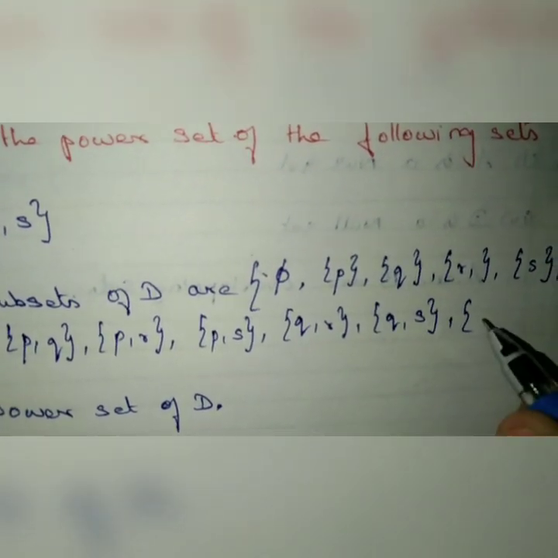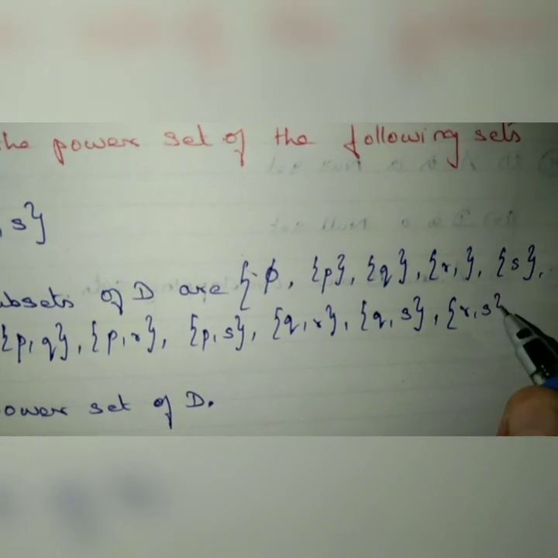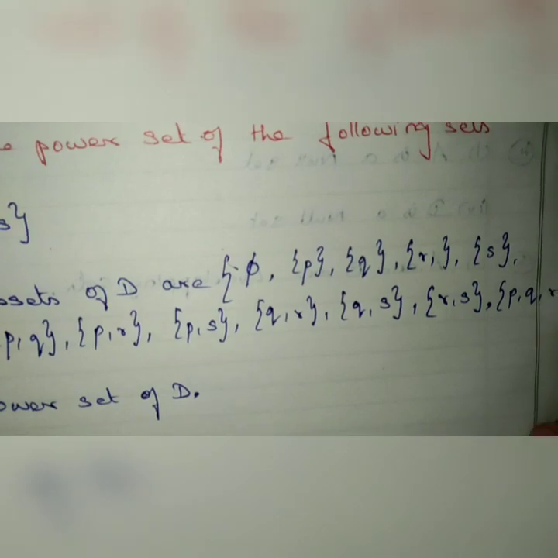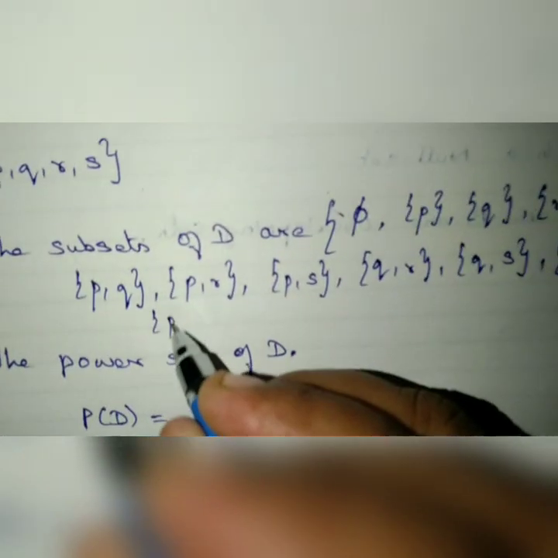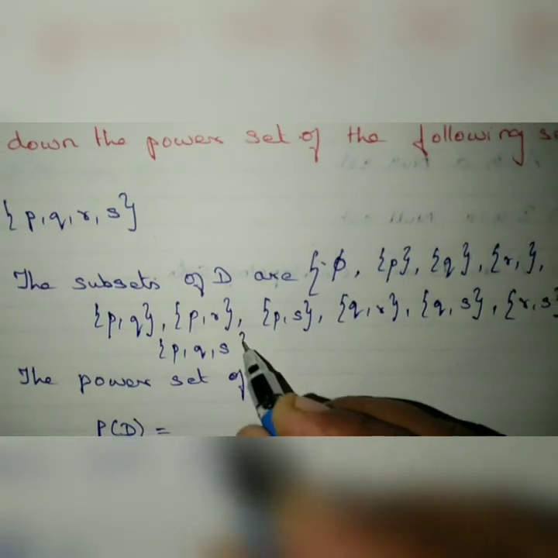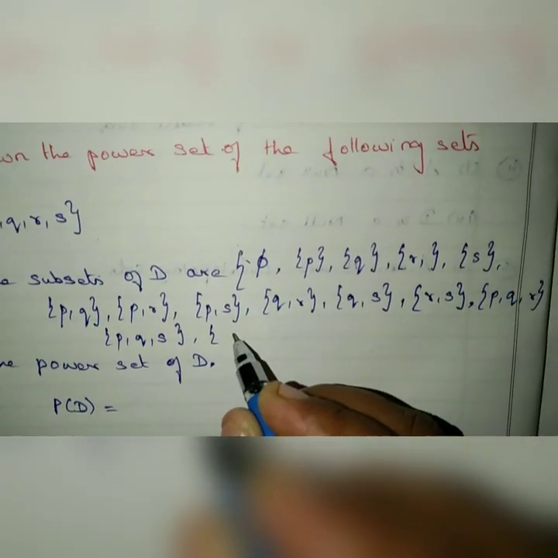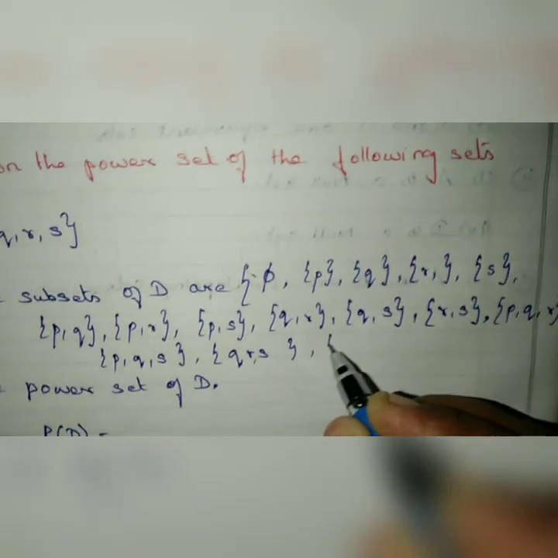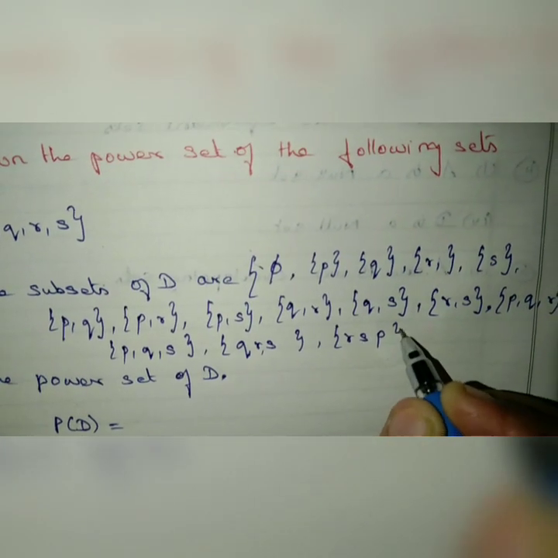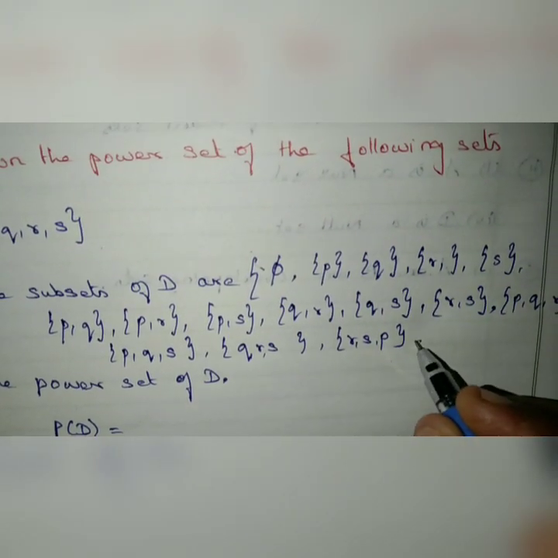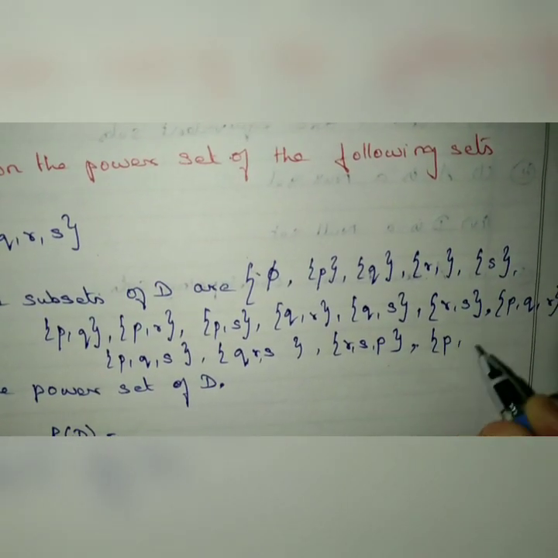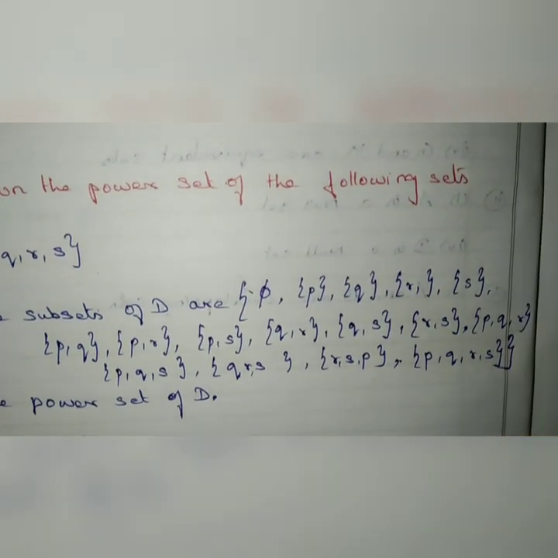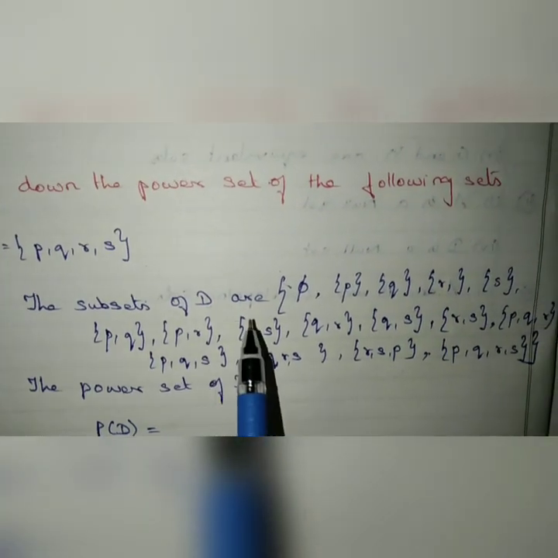Then again R and S together. Then 3 things together: P, Q, R together; P, Q, S together; then Q, R, S together and R, S, P together, comma, all the 4 together, P, Q, R, S. And close the bracket. So this is the subsets of D.